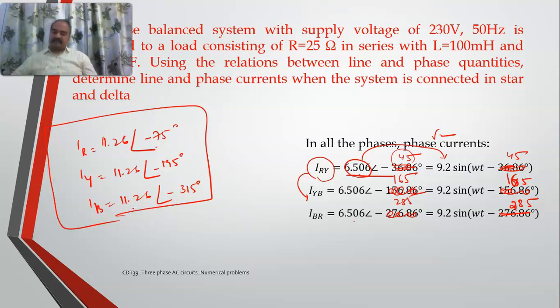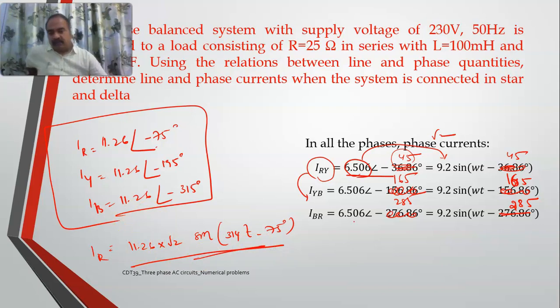If you want to write the instantaneous equations, then you can multiply this by root 2. So what will I get? 11.26 into root 2 sine of 314t minus 75 degrees. Similarly, I can write IY and also IB. So this is the way you are supposed to determine line and phase currents when the system is connected in star and delta. You can observe that for the same supply, if the system is connected in delta, you get the maximum amount of currents. Okay. So I'll stop here and we'll do one more problem in the next video.